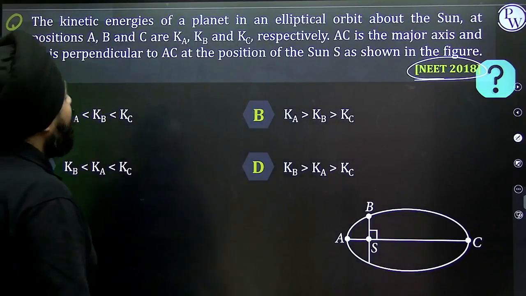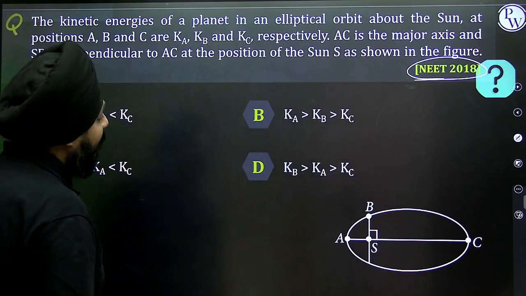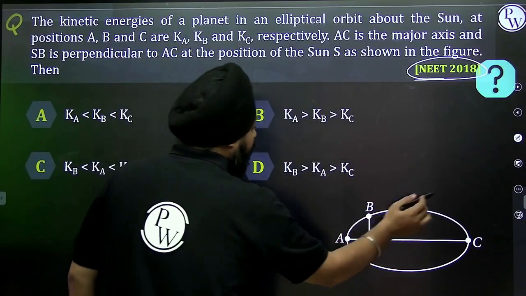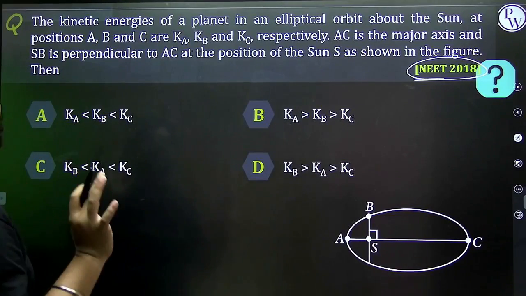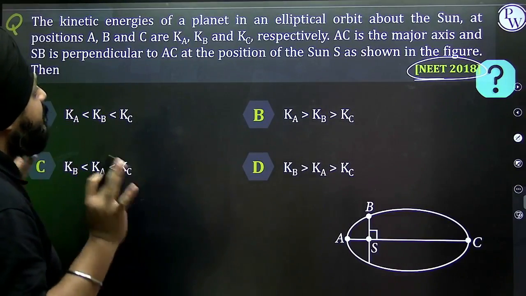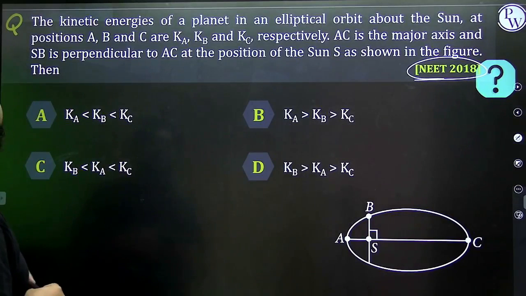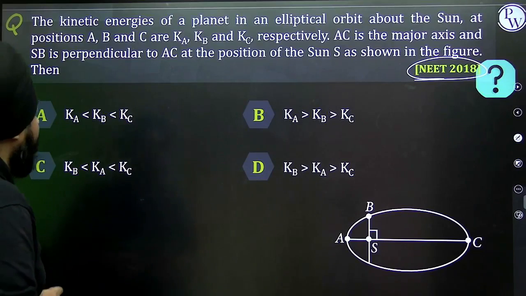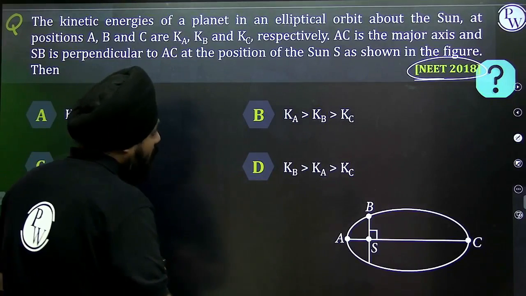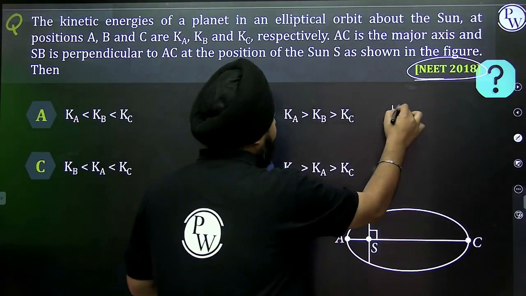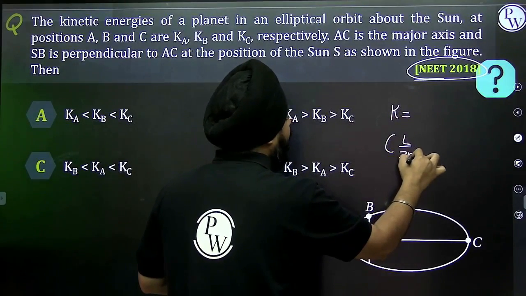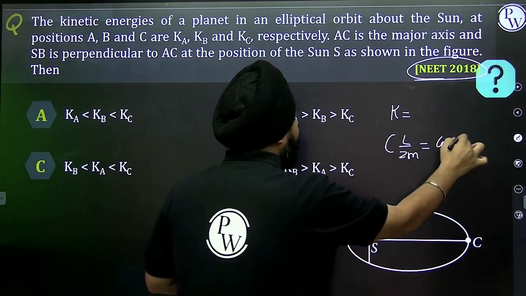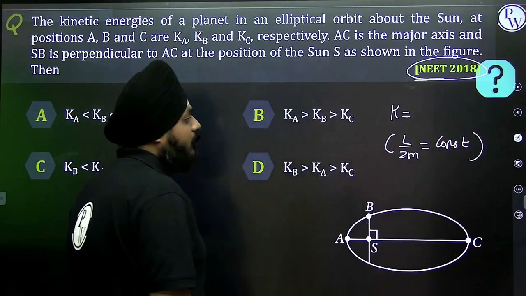The kinetic energies of a planet in an elliptical orbit. There are three points A, B, C, at which we have three values of kinetic energy, Ka, Kb, Kc. AC is the major axis, and B is perpendicular to AC at the position of the Sun, as shown in the figure. Now about the kinetic energy: according to Kepler's second law, L by 2m is constant.